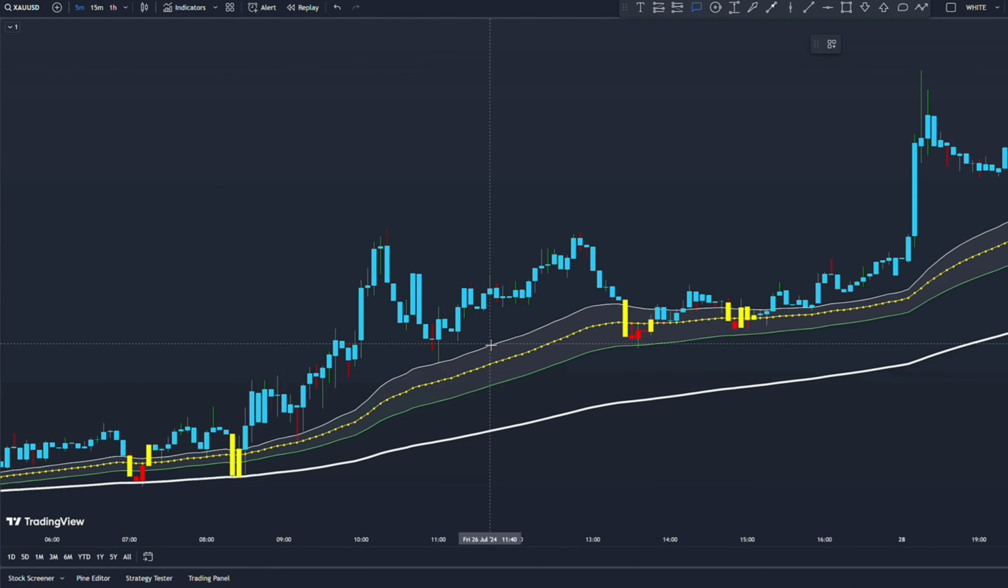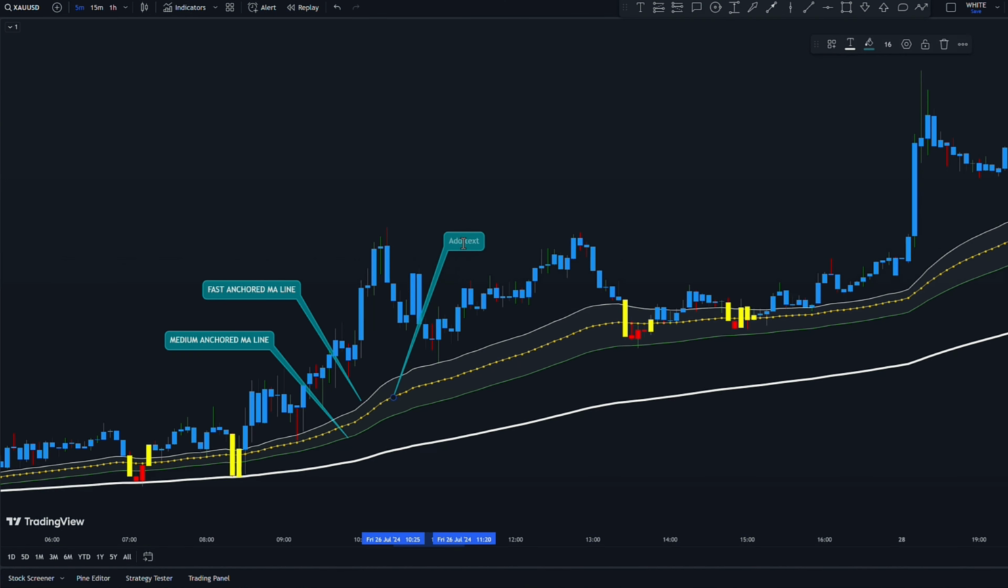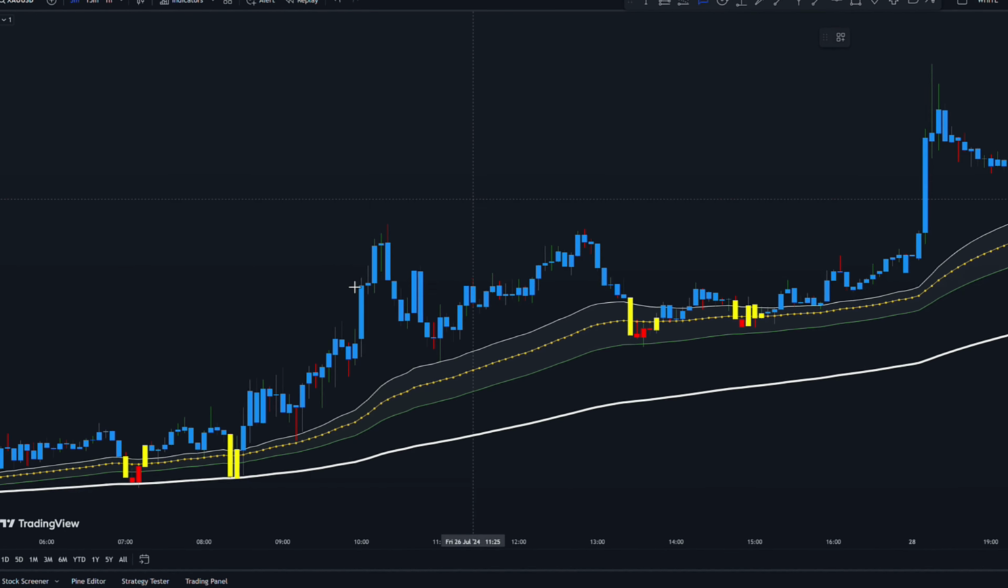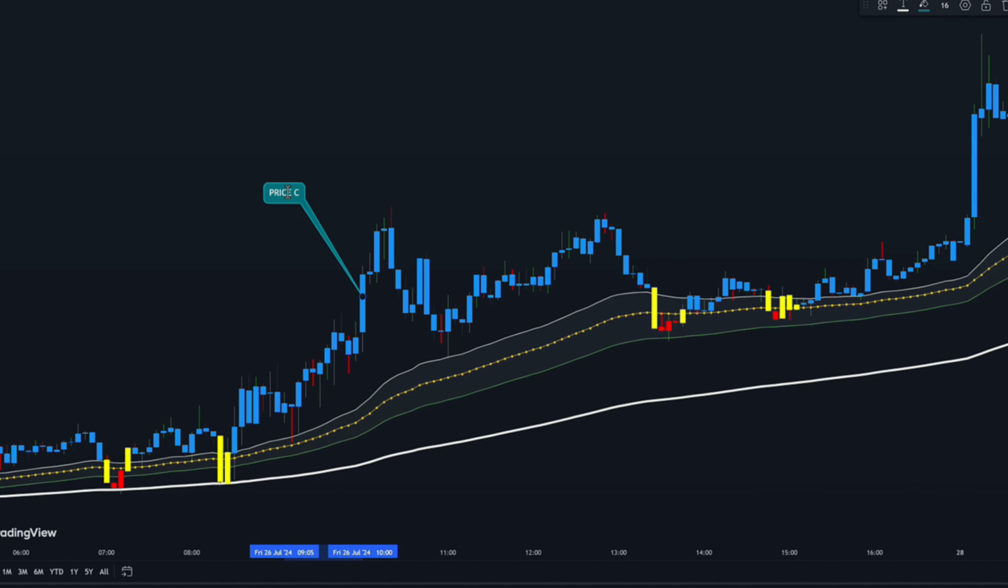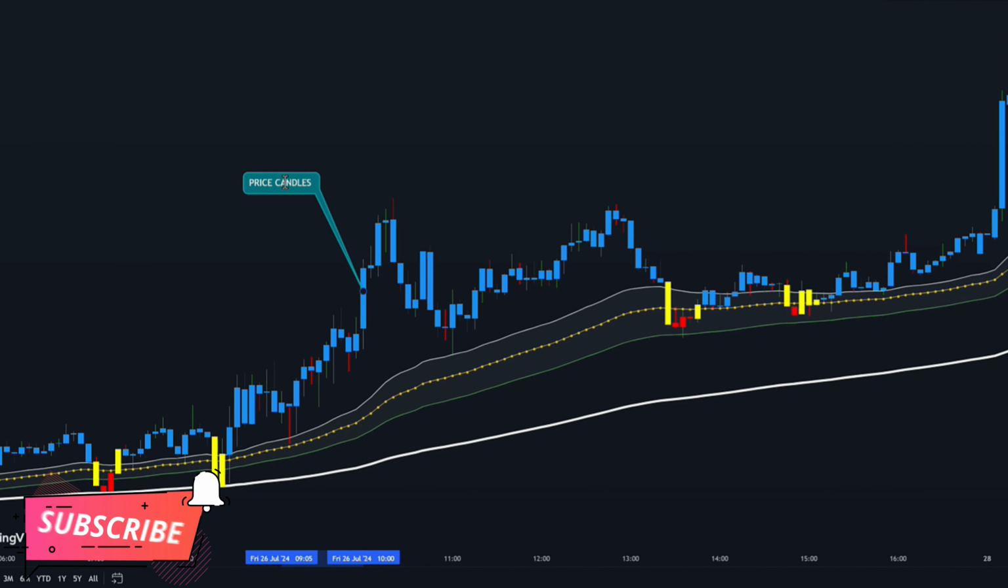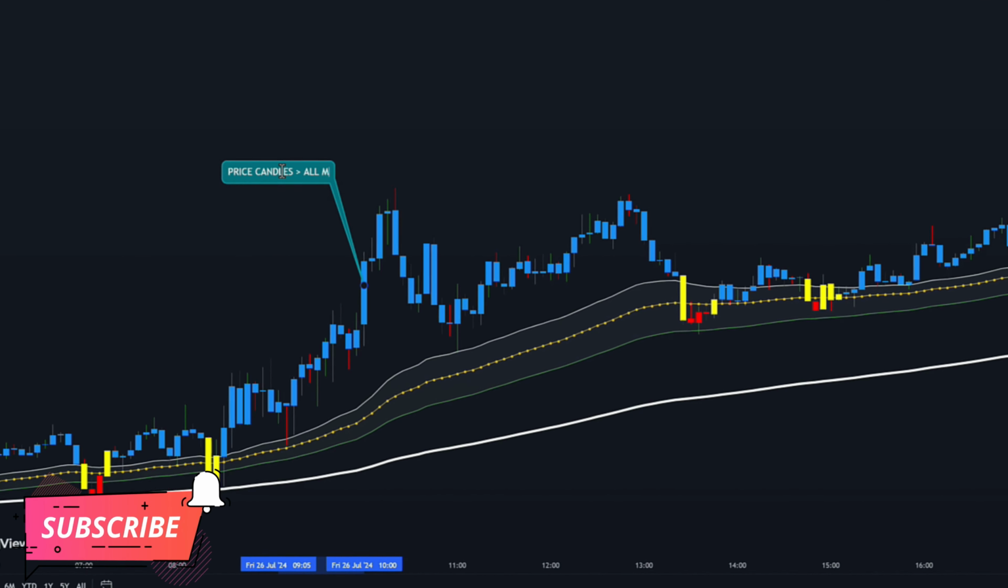The indicator we're talking about has 4 main lines: the fast anchored MA line, the medium anchored MA line, the signal MA line, and the slow anchored MA line. These lines are essentially moving averages which smooth out price data to help us identify the direction of the trend. When we say the price action is above all these moving average lines, it means the current price of the asset is higher than the average prices over different periods.